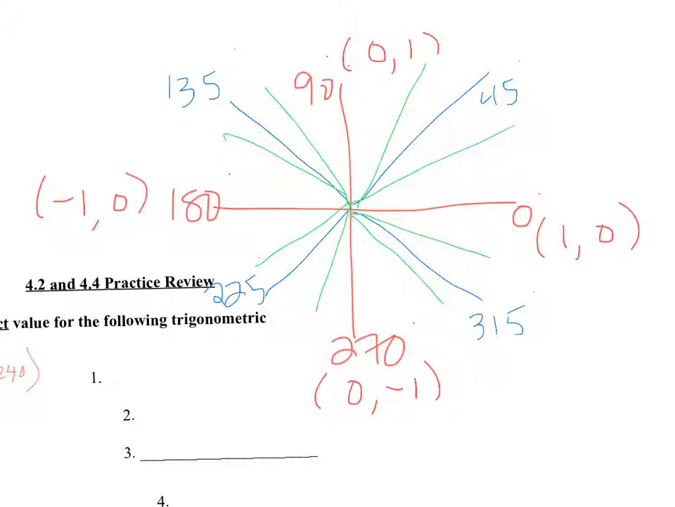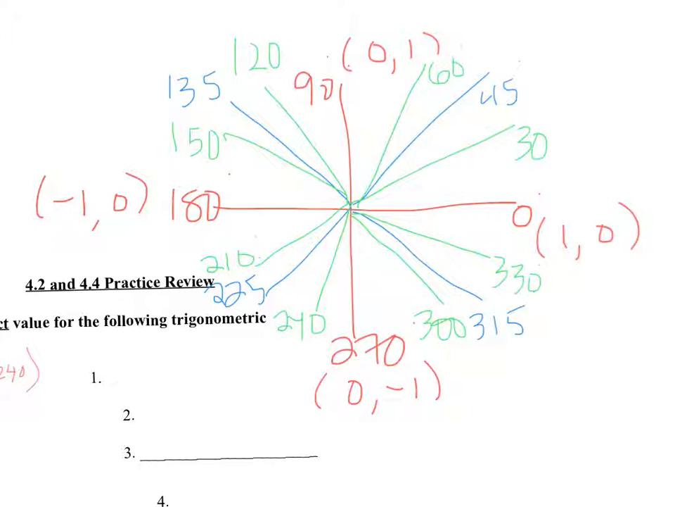Then I would go up and down 15 from the blue center. So I would get 30. 15 more than 45 is 60. 15 less than 135 is 120. 135 plus 15 is 150. 225 minus 15 is 210. 225 plus 15 gets us 240. We get 300 here, and we get 330 here. So you spin around and do the degrees really quickly.